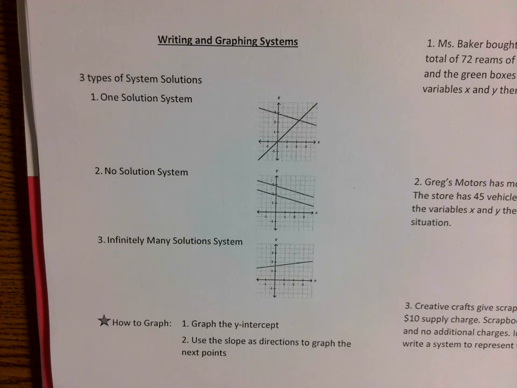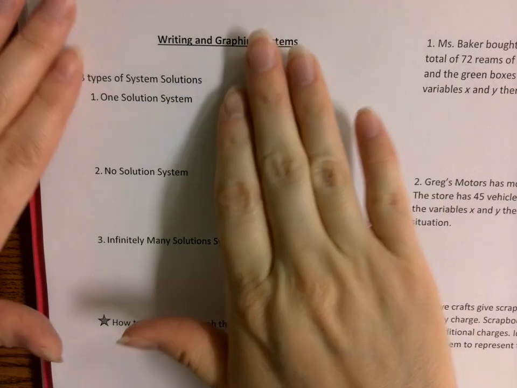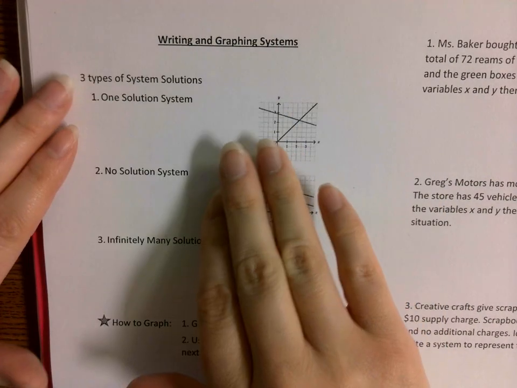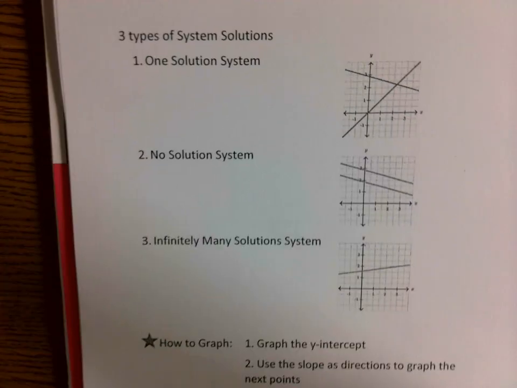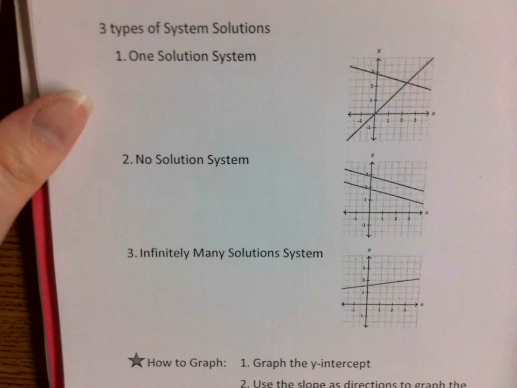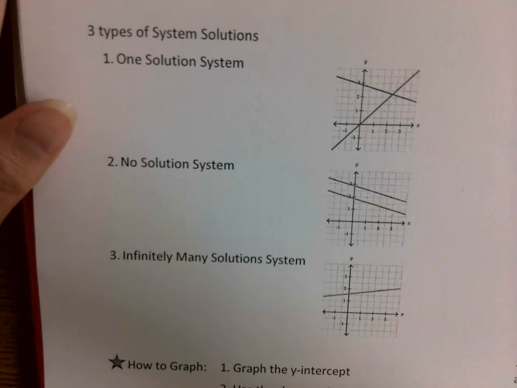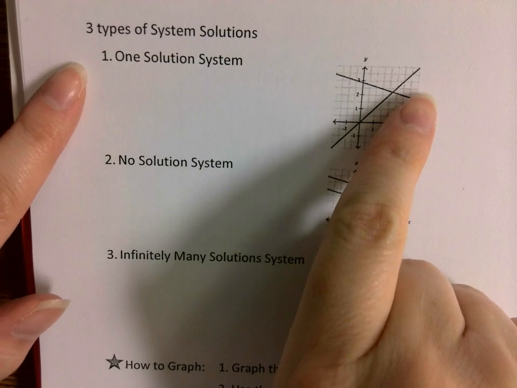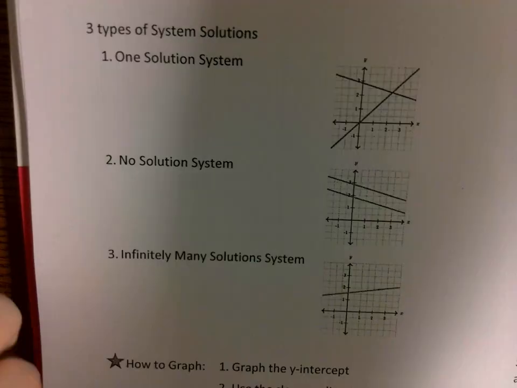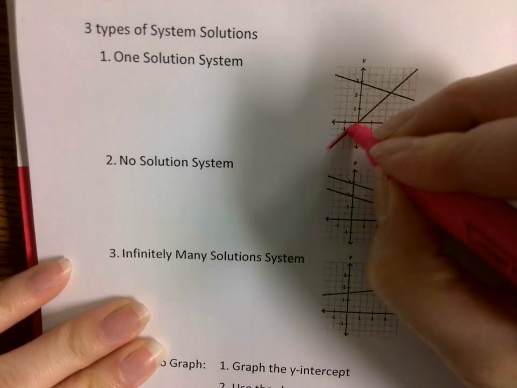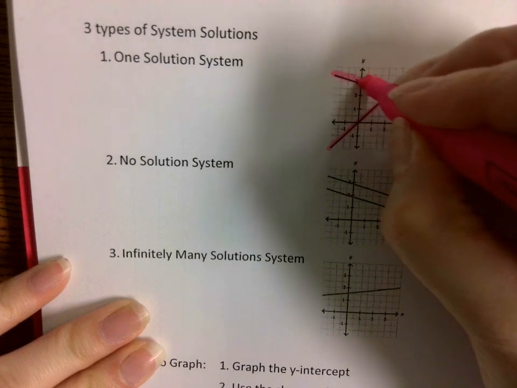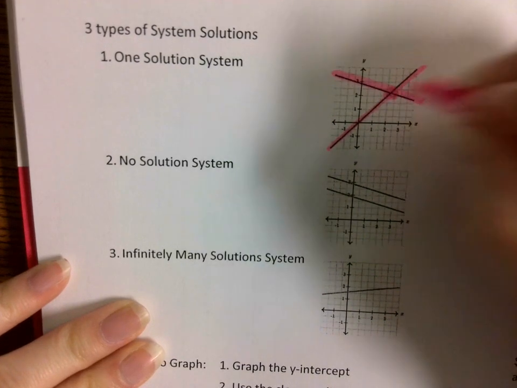So for here, the first thing I want to go over are the types of system solutions, the different types of system solutions. So one solution: the one solution system means that you're going to have a graph of intersecting lines. So you have two lines that are plotted, and that point of intersection is going to be called the solution.